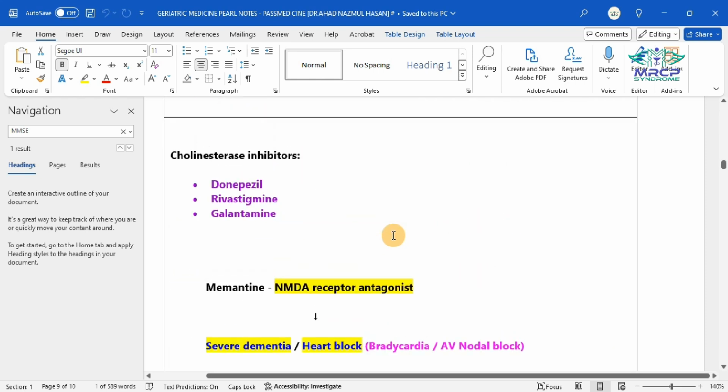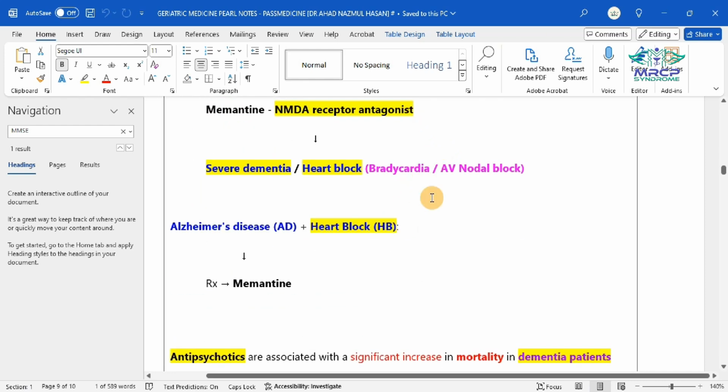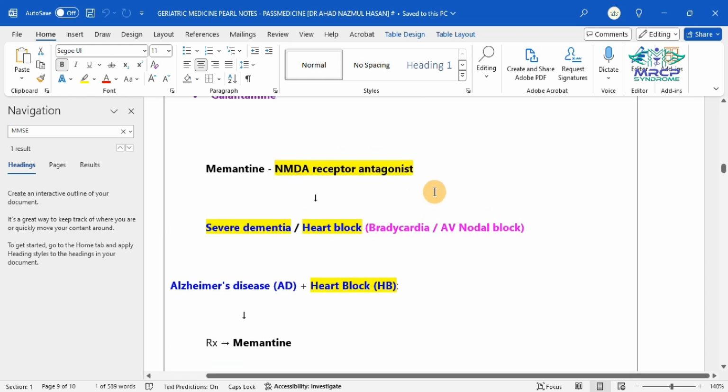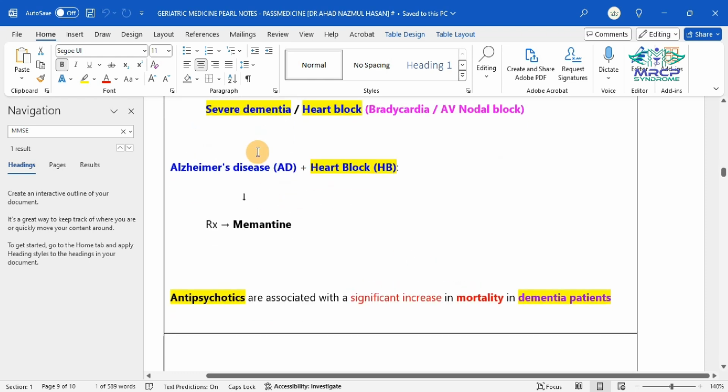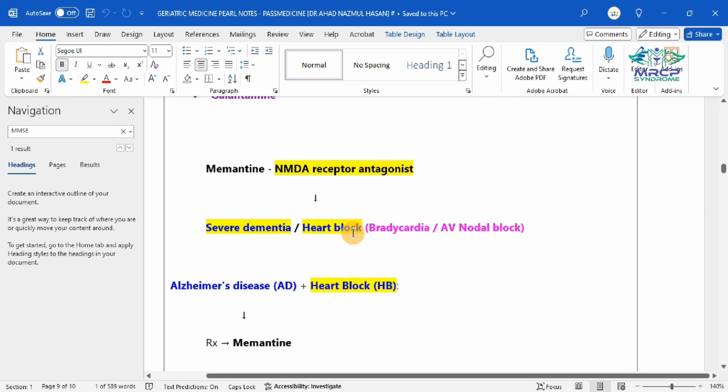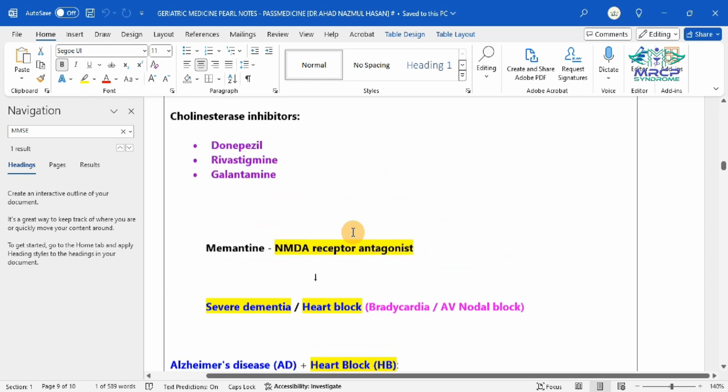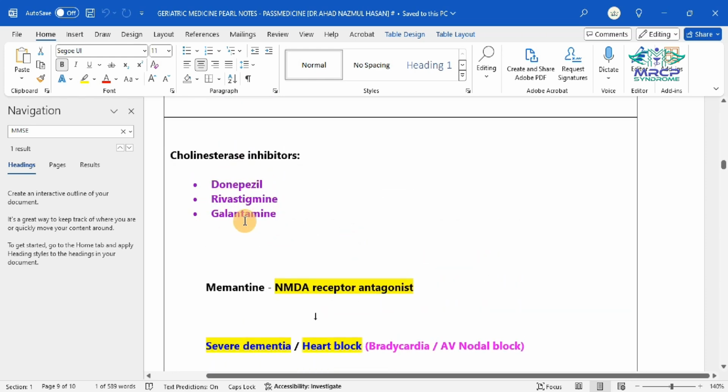And if a patient with mild Alzheimer's disease has features of resting bradycardia or AV nodal block, in that case also we'll go for memantine. So memantine is either for severe Alzheimer's dementia, or if there is an associated contraindication to the cholinesterase inhibitor. So what is the mode of action of memantine? NMDA receptor antagonist. Yes, both memantine and ketamine are NMDA receptor antagonists. And donepezil, rivastigmine, galantamine are all cholinesterase inhibitors.